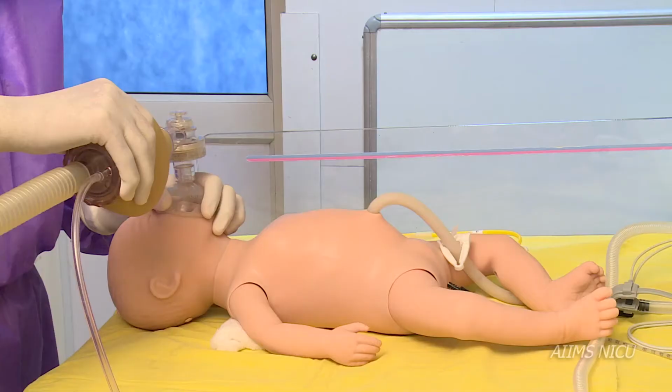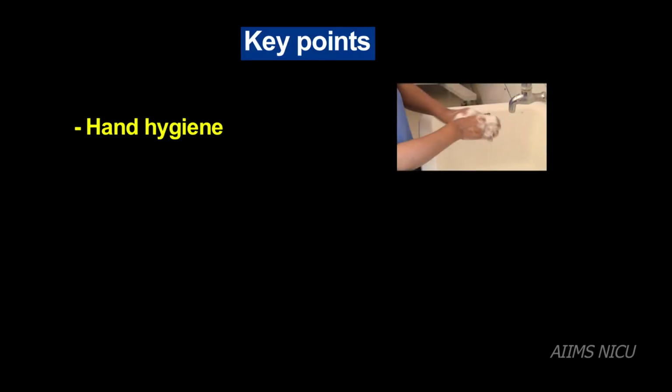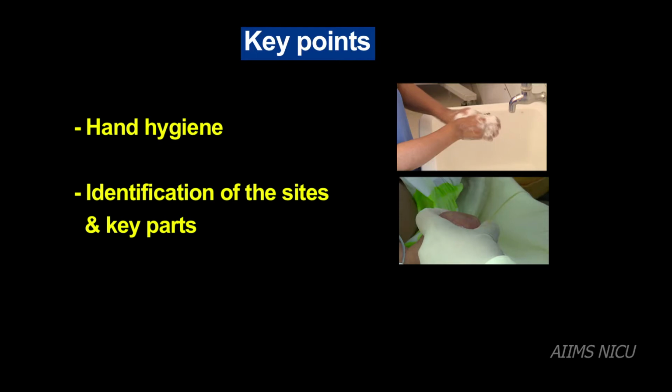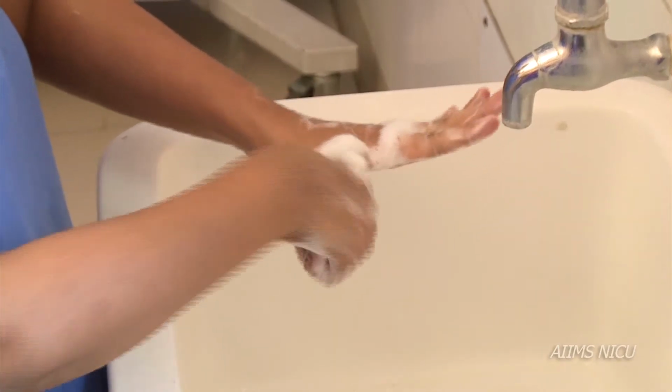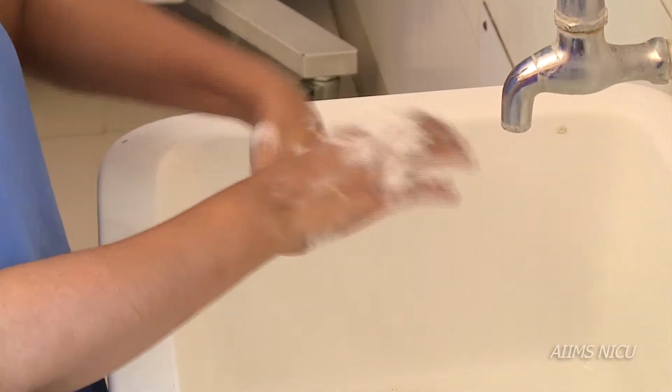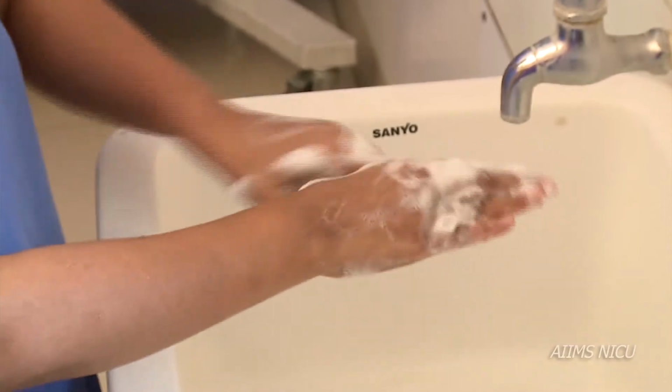Three principles are of utmost importance for maintaining asepsis during resuscitation or, for that matter, any invasive procedure. These are hand hygiene, identification of the sites and key parts, and aseptic non-touch technique. The importance and procedure of hand hygiene is described in a separate video.